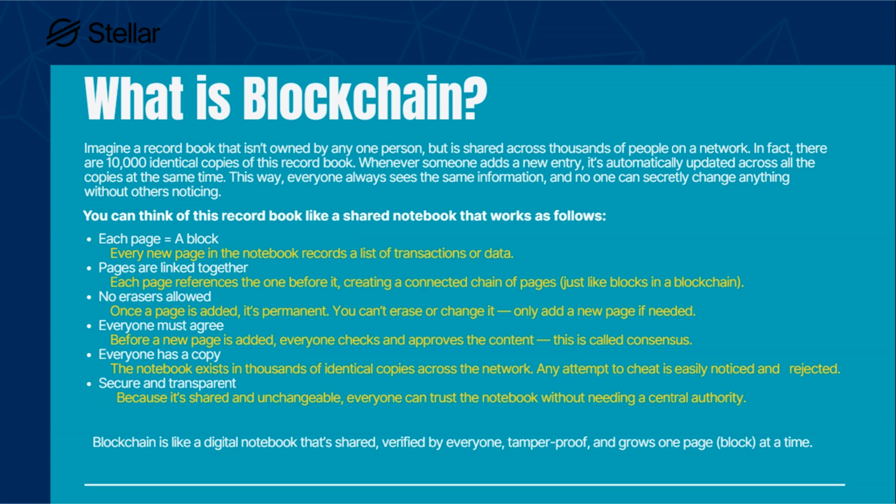Each page in a notebook represents a block. Each new page records transactions or data, and each page is linked to the previous one, forming a chain of blocks. And that's why we call it blockchain. Now, here's the key idea. Once a page is added, you cannot erase or change it. Instead, if something needs correction, you add a new page. That's why blockchain is called immutable, meaning it cannot be changed. And before a new page is added, everyone checks and agrees on the content. This agreement process is called consensus.